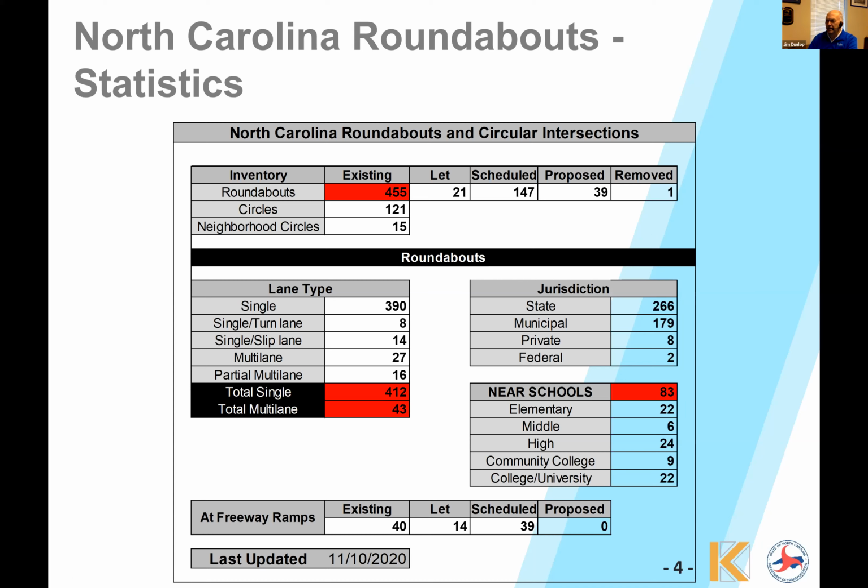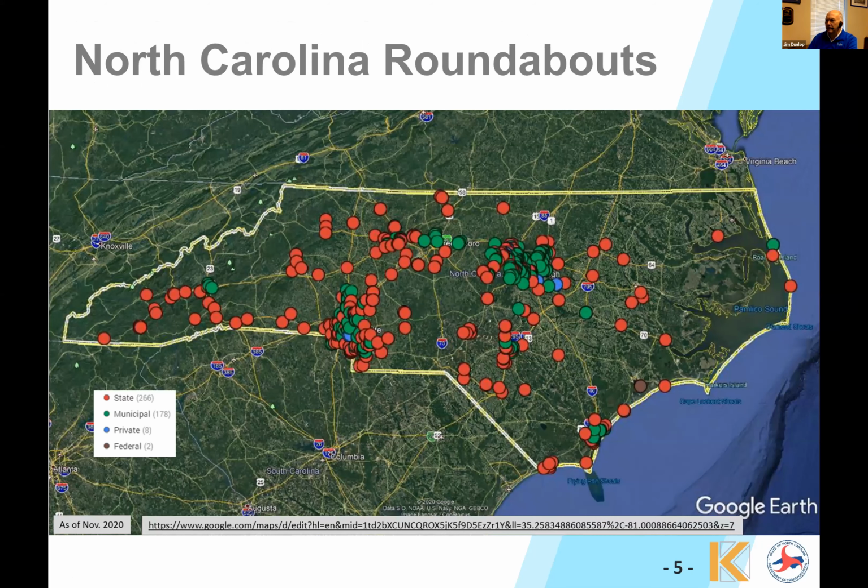On the next slide, here's a map of the locations. You can get the link when you download the presentation. They're shown by jurisdiction: state, municipal roads, a few on private property, including universities, and 2 on military bases. If you know of one that's not on this map, send me a Google link to the location. I'll take a look and see whether it fits under roundabouts or circles.